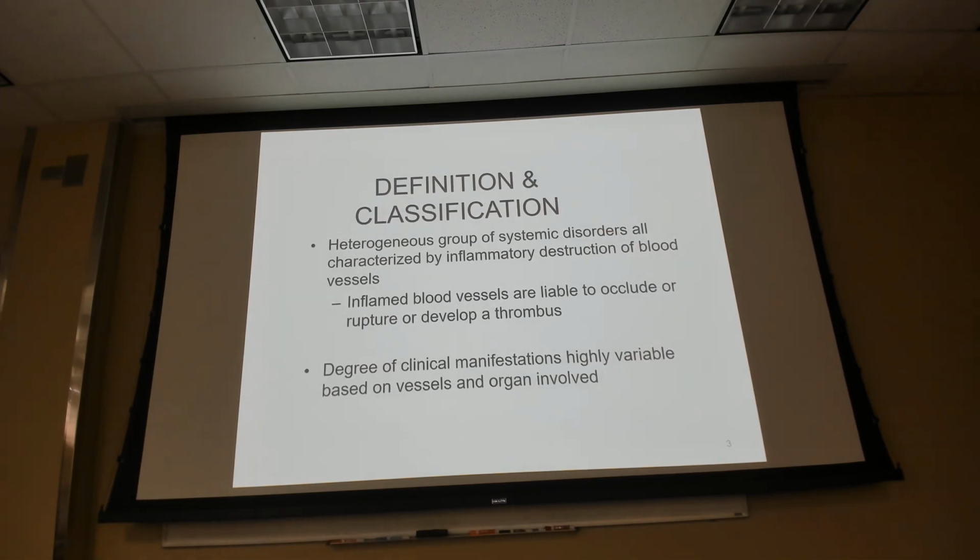So this is a lot of the definition and the classification, right? So it's like a group that we would see with some of the systemic disorders, right? So I talked about it could be some of the inflammation that would cause the vessels to get larger or smaller, right? So that would mean it's occluded, it can rupture or form a thrombus.